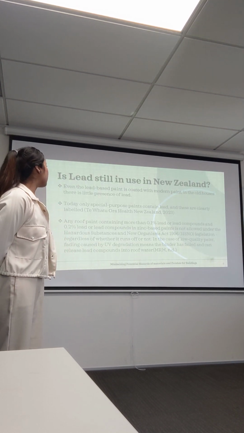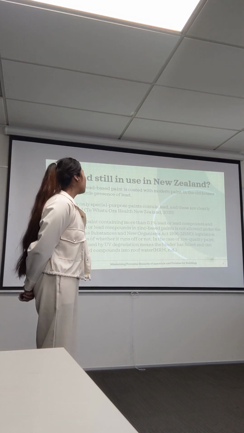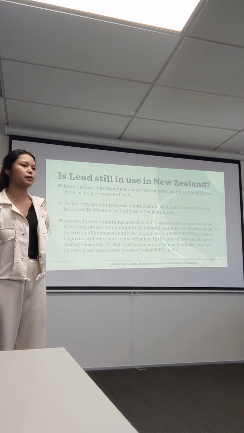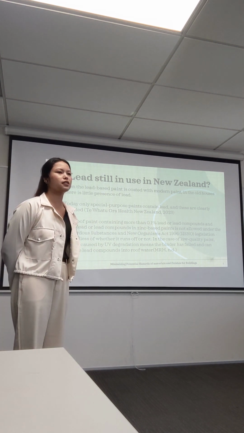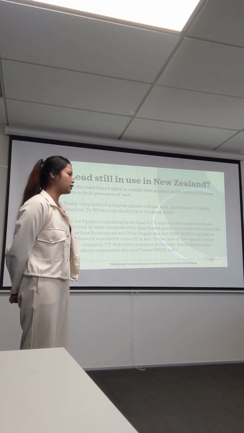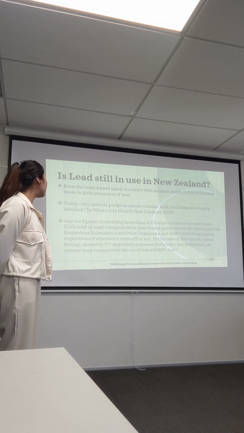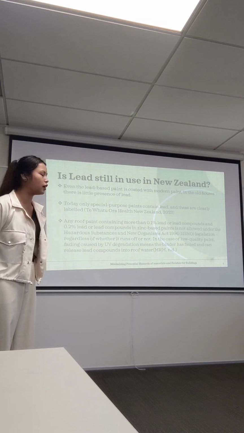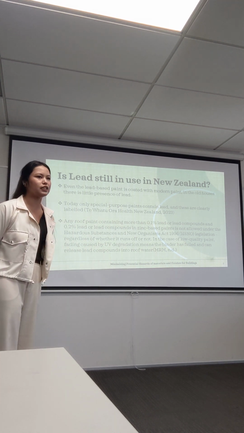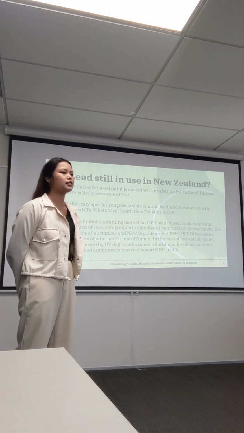Lead is still in use in New Zealand. Even lead-based paint is coated over by modern paint. A little lead is still present in old houses. Today, only special purpose paint contains lead, and that is clearly labeled. As per one study, any roof paint containing more than 0.1% lead or lead compounds, and 0.2% lead or lead compounds in zinc-based paint, is not allowed under the Hazardous Substances and New Organisms Act 1996, regardless of whether it is run off or not.